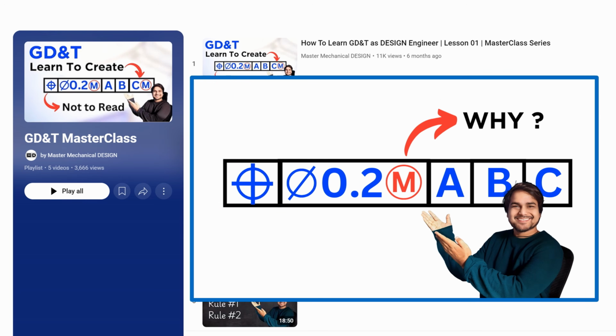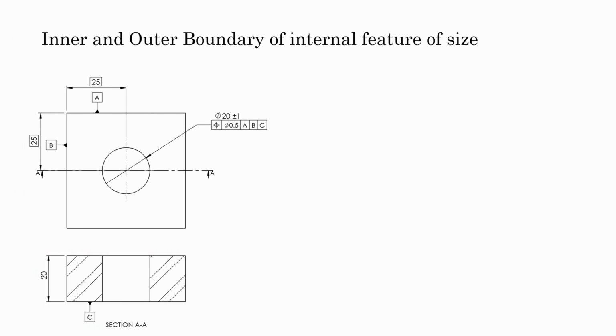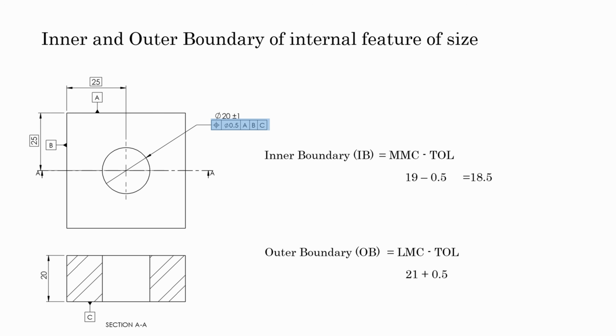Check this out later. Now, if we define a position tolerance to the hole, let's say 0.5 mm, with respect to datum A, B, and C, the inner boundary of this hole would be MMC of the hole, 19 mm, minus position tolerance 0.5 mm, say 18.5 mm. And the outer boundary of the hole would be LMC of the hole, 21 mm, plus position tolerance 0.5 mm, say 21.5 mm.